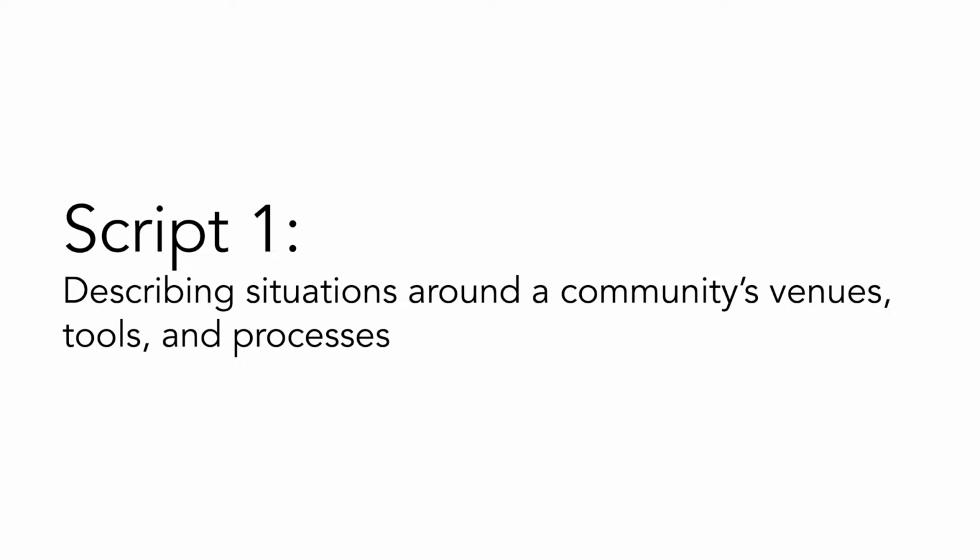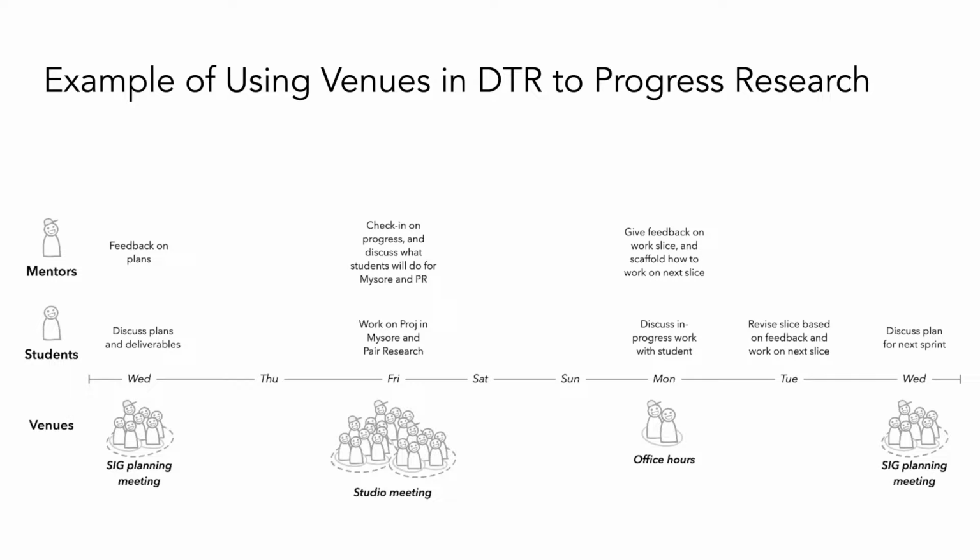So to start with, the first one of the scripts we want to be able to encode is really just describing situations for collaboration, for feedback, or for support around the community's existing venues, tools, and processes. One of the hallmarks of a network learning community is that you have so many different venues and support opportunities throughout the week. And working well in these kinds of communities involves learning how to use and plan one's working process around those venues.